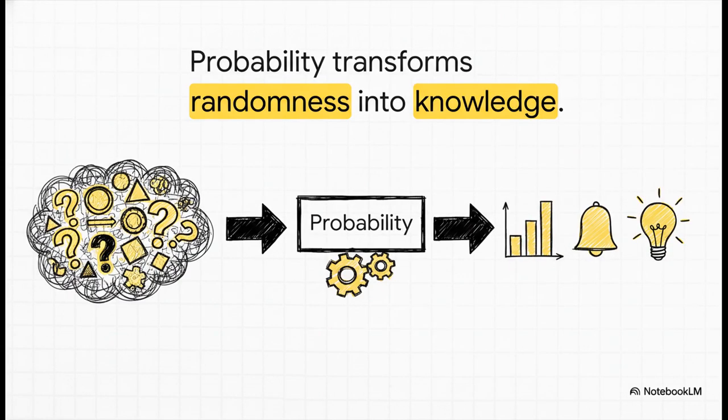And that, right there, is why this all matters so much. We need a formal system like probability, precisely because it helps us overcome our own flawed thinking. It gives us a rigorous, dependable way to think about uncertainty. It's the tool that lets us look at a messy, chaotic, random world and transform it into something we can measure, understand, and act on. It transforms randomness into knowledge.